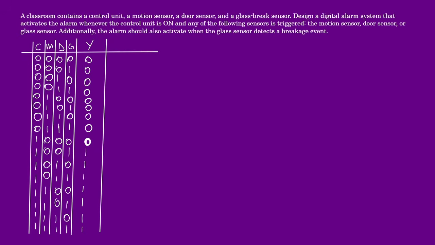There's another way to look at this question, which may affect how you solve it. Meaning that if you assume that the glass sensor can detect a breakage event without the control unit being on, that means that anywhere you have G as high, you're going to make this output 1. So this changes to 1, this changes to 1, this changes to 1, and this changes to 1. But that's not how we're going to attempt this question.